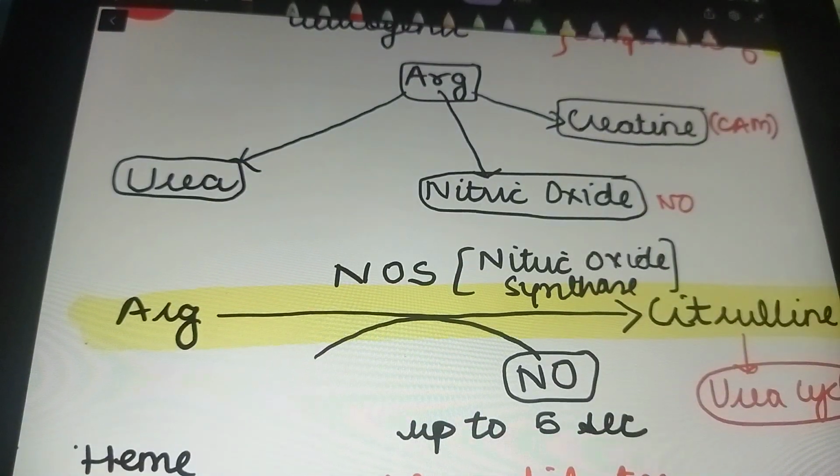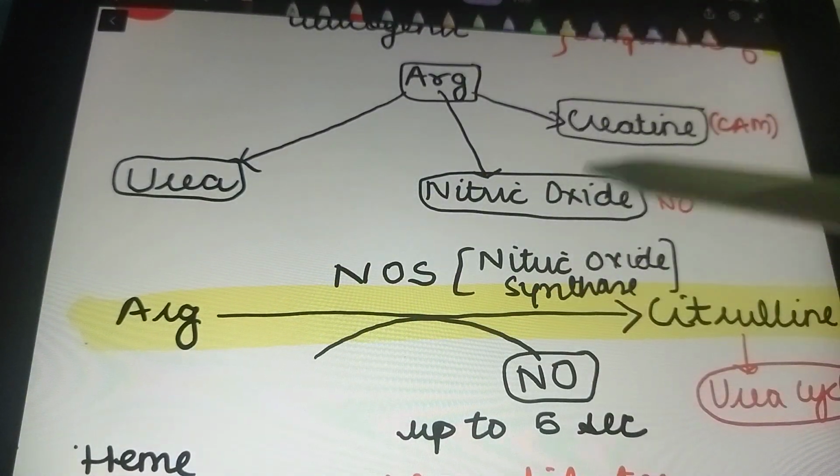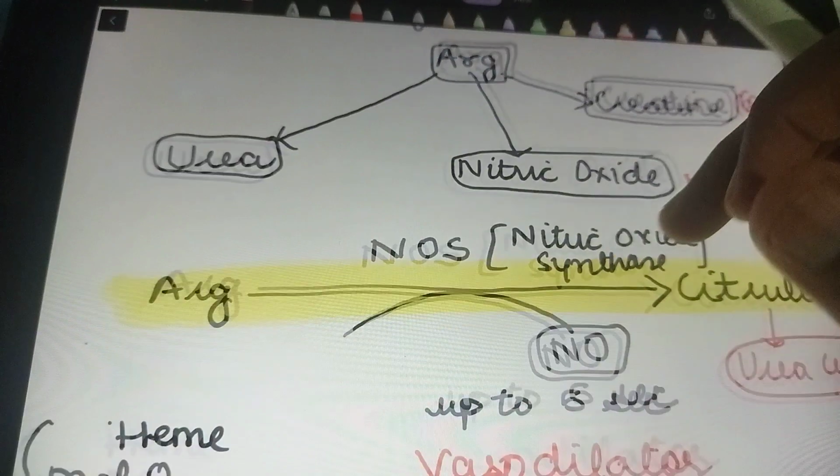Other than that, arginine is used for urea synthesis, nitric oxide synthesis, and creatine synthesis. We already learned about creatine. Creatine is GAM: glycine, arginine, methionine. We will learn about creatine in the methionine section, arginine we are learning now, and glycine we covered in the earlier section. So glycine, arginine, methionine, that's creatine.